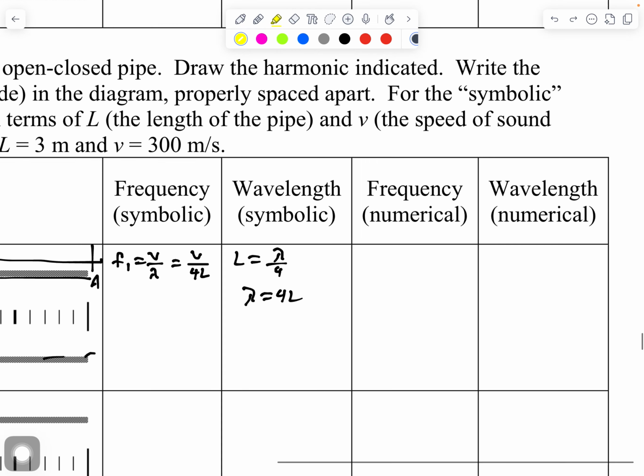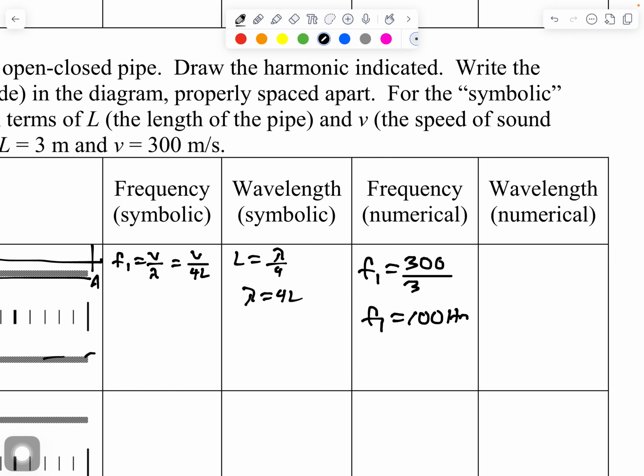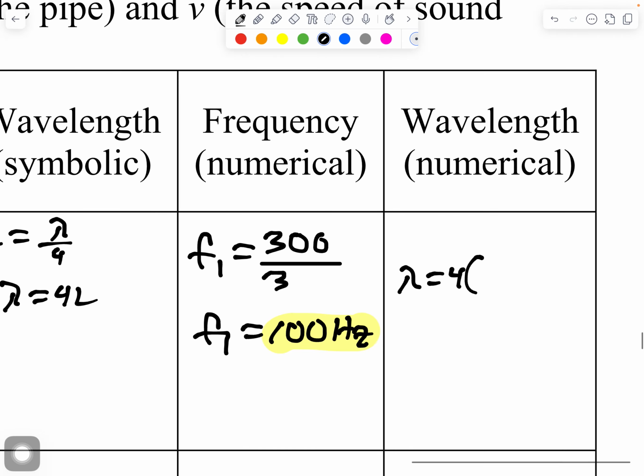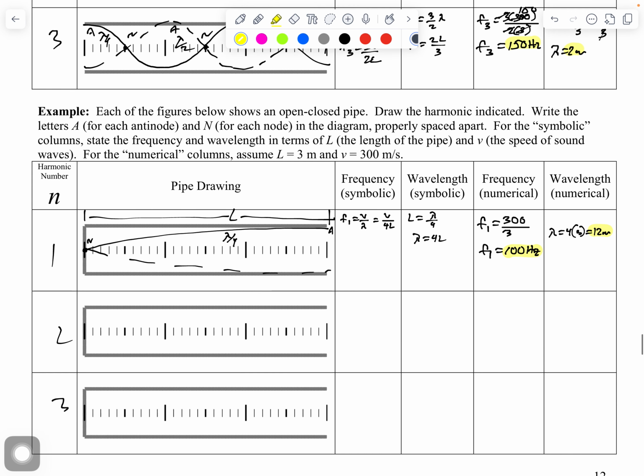Okay. Numerically speaking, what would that look like? So V is 300 over 3, looking at 100 hertz? Okay, wavelength is 4 times the length of the oscillator, which is still 3 meters. Okay, so that would be 12 meters. Now for this one, this is where it gets a little tricky with the closed pipe because it's not so evenly symmetrical like strings and open pipes have been.